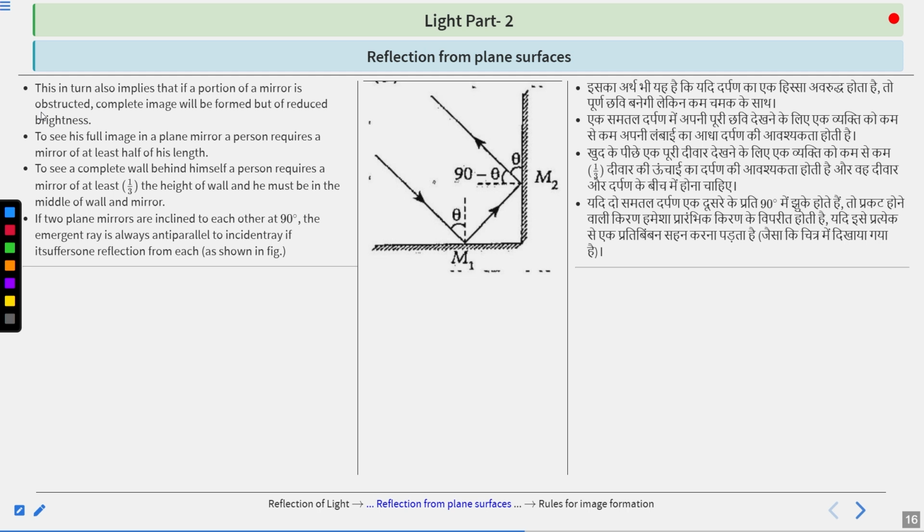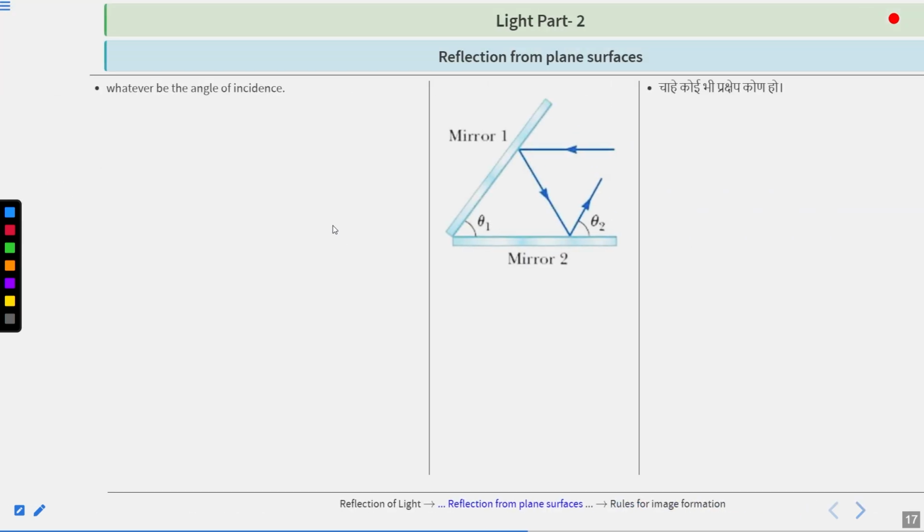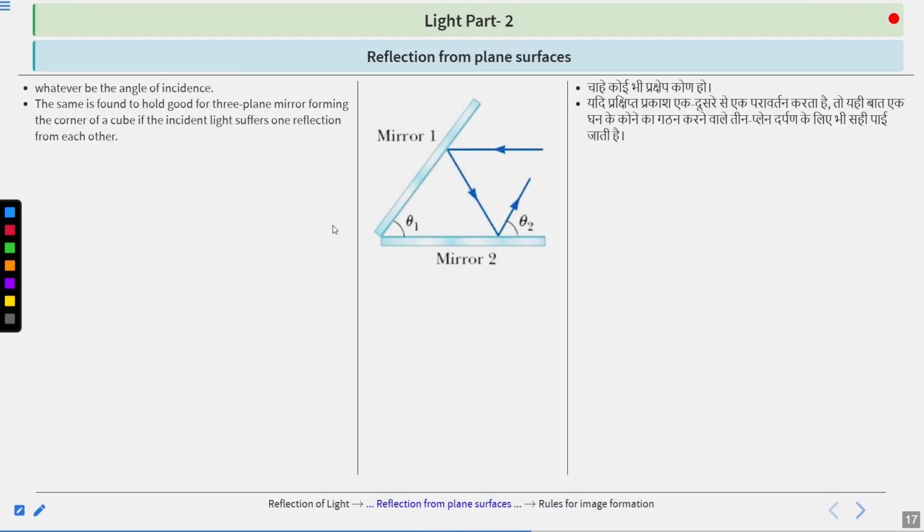If two plane mirrors are inclined to each other at an angle of 90°, or perpendicular, the emergent ray is always anti-parallel to the incident ray if it suffers one reflection from each, as shown in the figure. This one you can say. This is the incident ray, this is the reflected ray, and here you can say 90° is the inclination. Whatever be the angle of incidence, the same is found to hold good for three plane mirrors forming the corner of a cube, if the incident light suffers one reflection from each.